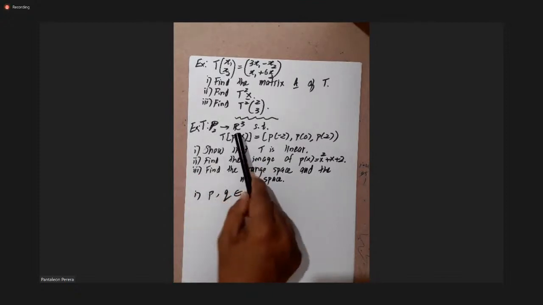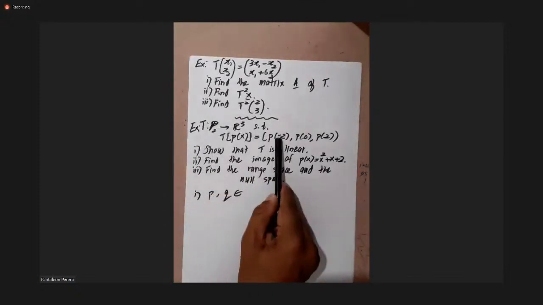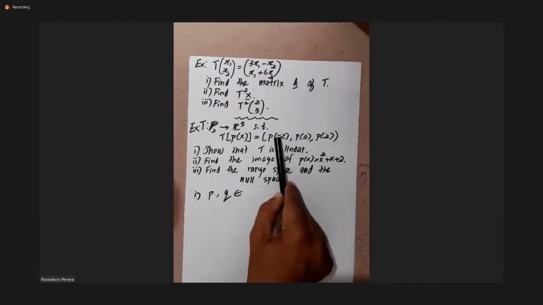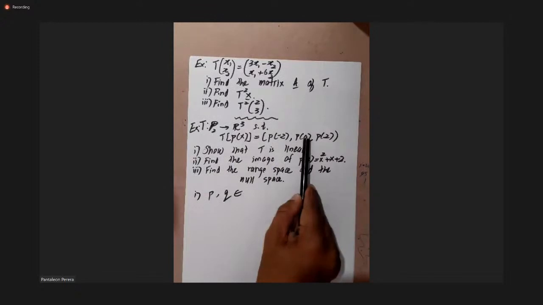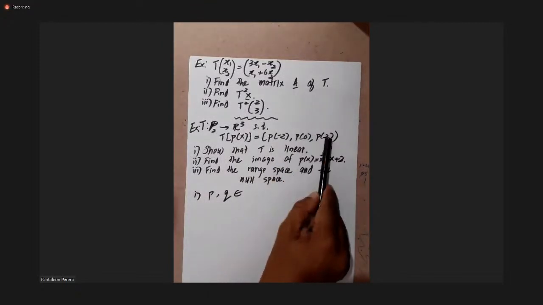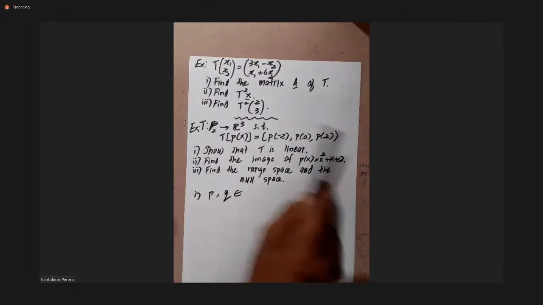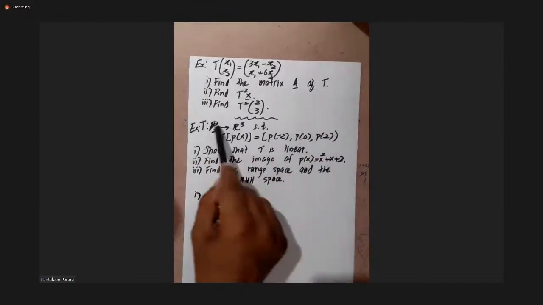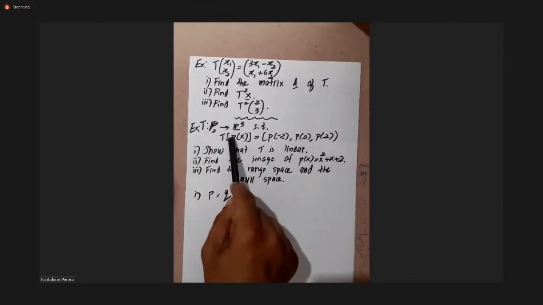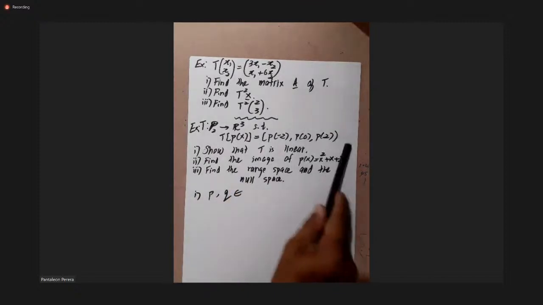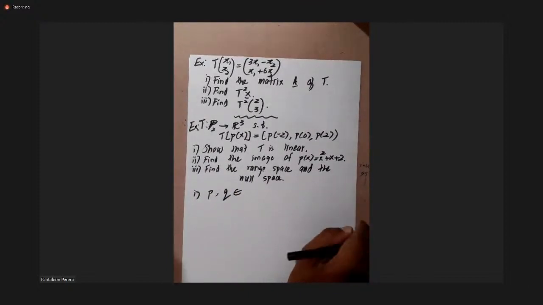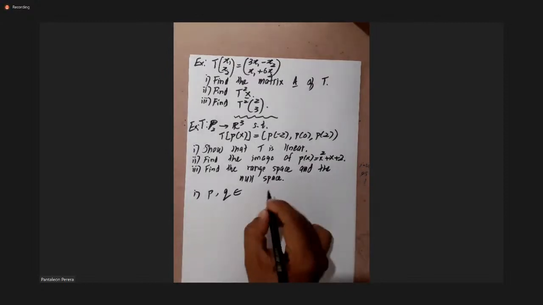So if you have p(x), you can find p(-2). You substitute x equal to -2 and you get the first component of this vector. Then p(0), x equal to 0. Then x equal to 2. So you have three components here. So it is P2 to R3. For any quadratic polynomial, you get three pieces like this. Now we need to show that T is linear. That means we should show that T preserves addition and scalar multiplication.